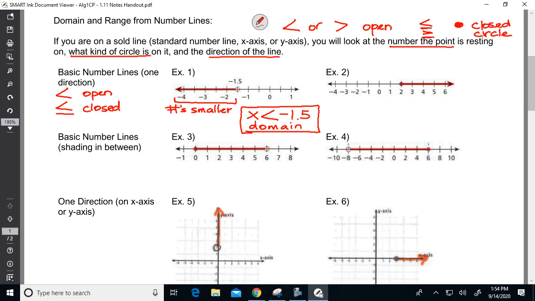Now the reason we use negative 1.5, that's the number they gave us. Why is the x there? Because we don't know what number you're going to pick. So since we don't know what number we could pick, we use x to represent whatever we want.